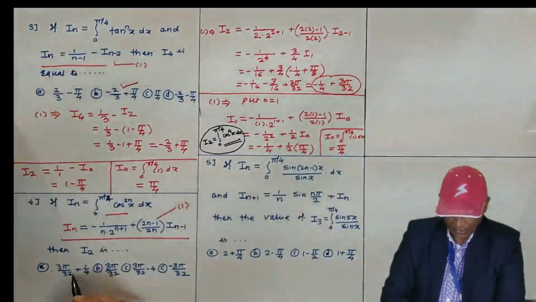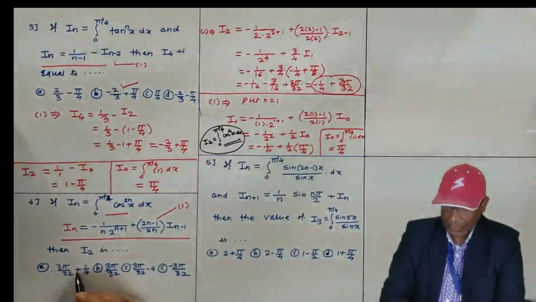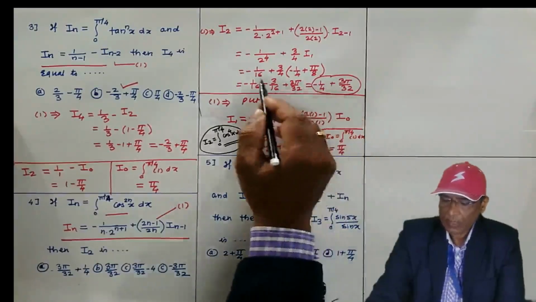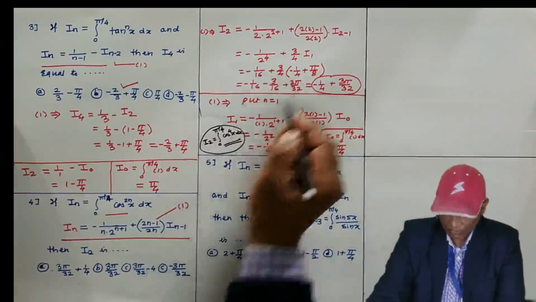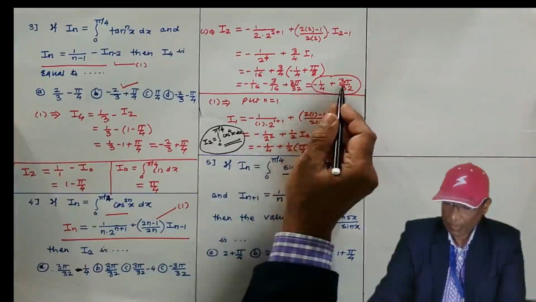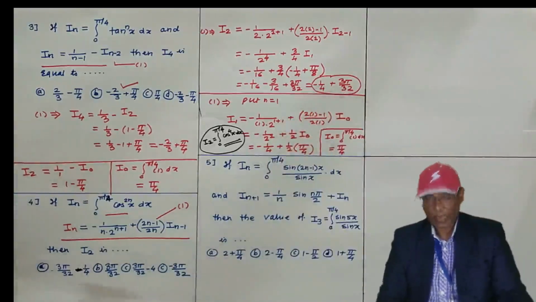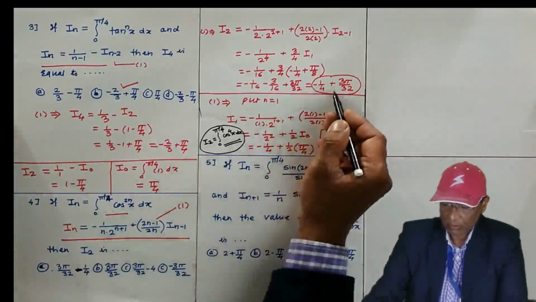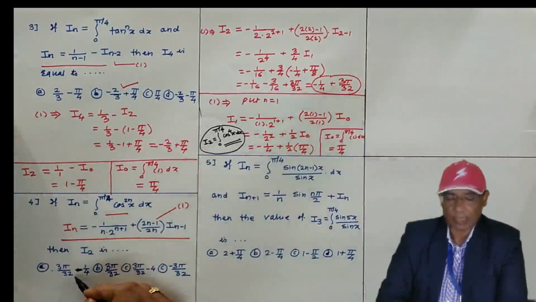Now here in this option plus is there, but we have here minus 1 by 4. This is minus and minus, it will be minus 1. Minus 1 by 4 plus 3 pi by 2. And you can check it once again to get the value as the correct answer.